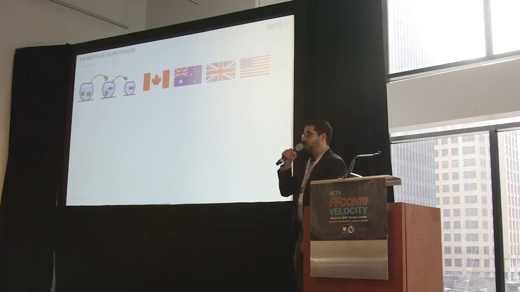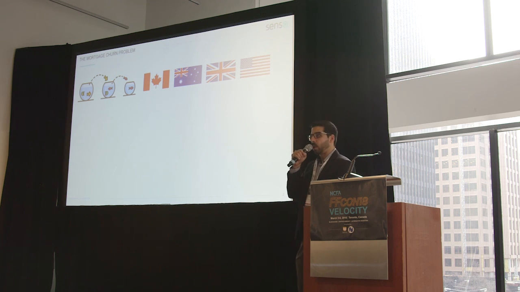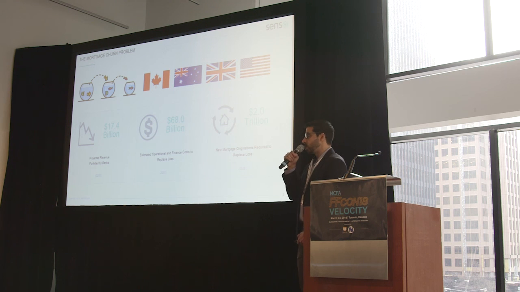We've performed an analysis and projections across 4 main markets we're looking at: Canada, Australia, the UK, and the US. We project that in 2018, banks will forfeit $17.4 billion in revenue due to mortgage churn and suboptimal pricing of mortgages. That's $68 billion in operational and finance costs to actually replace that loss, and $2 trillion in new mortgage originations. So we see this as a massive problem.